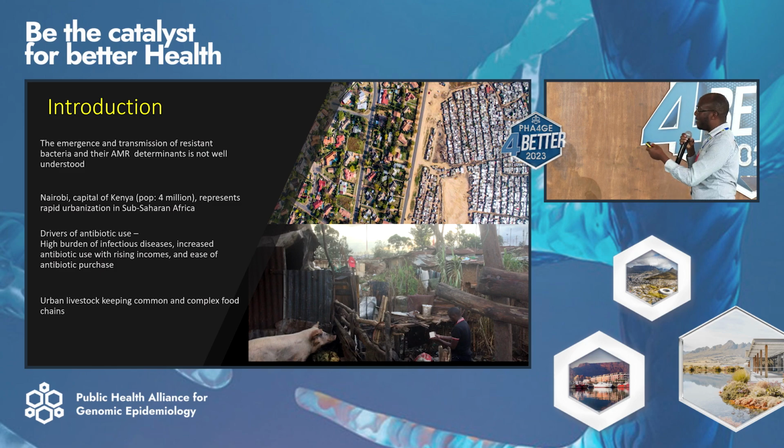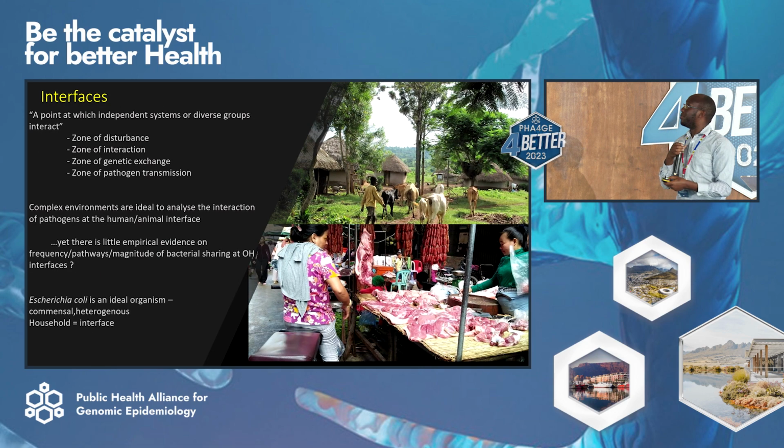And livestock keeping is very common. Again, this is a very common scenario in most LMICs where you see the wealthy and the poor living alongside each other, very complex food systems, and livestock keeping is very common. That's one of our colleagues doing fieldwork. So Nairobi is the perfect place to do this kind of work.